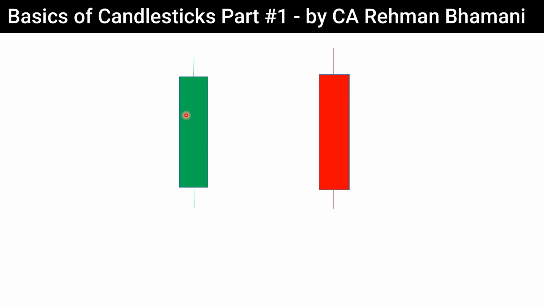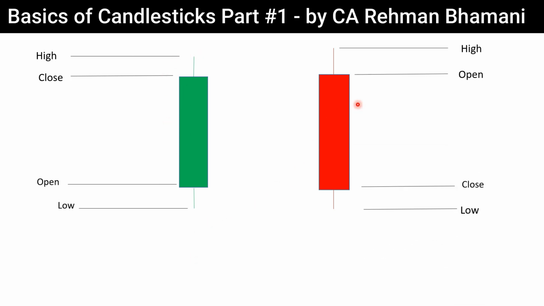Simple. Now let us look at the summary. So this is a green candle and this is a red candle. Now you can simply say that in a green candle this was the opening price and this is the closing price. In red this was the opening price and this is the closing price. Okay, this is open, this is close, and this is high and this is low. In a red candle this is open, this is close, and the high remains the same and the low remains the same.